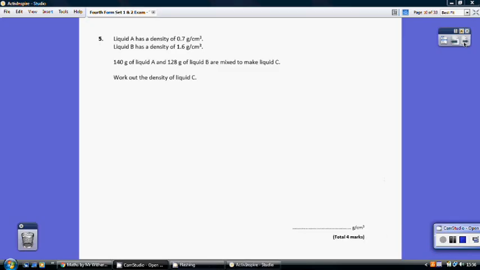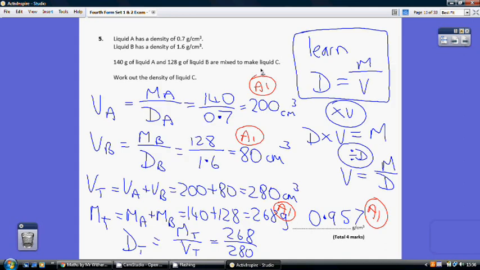Question 5. So we've got 140 grams of liquid A, so that is the mass of liquid A, and we've got 128 grams of liquid B, and they're mixed to make liquid C. Work out the density of liquid C. So okay, so to start off with, I think you've really got to learn that density equals mass over volume. And then if you've learnt that, you just need to be able to manipulate this to make either M or V the subject. Now I'm going to want to work out the volume of each of these liquids, so I want volume to be the subject.